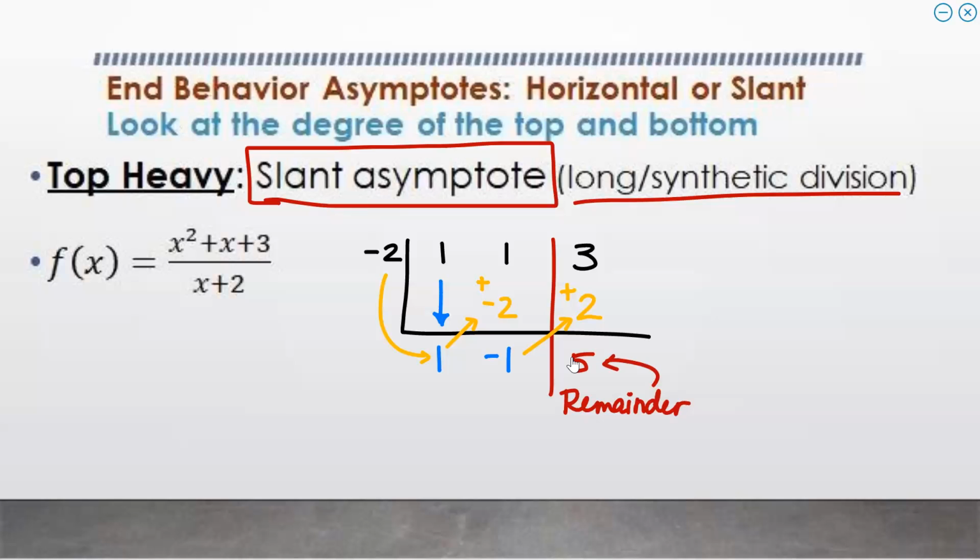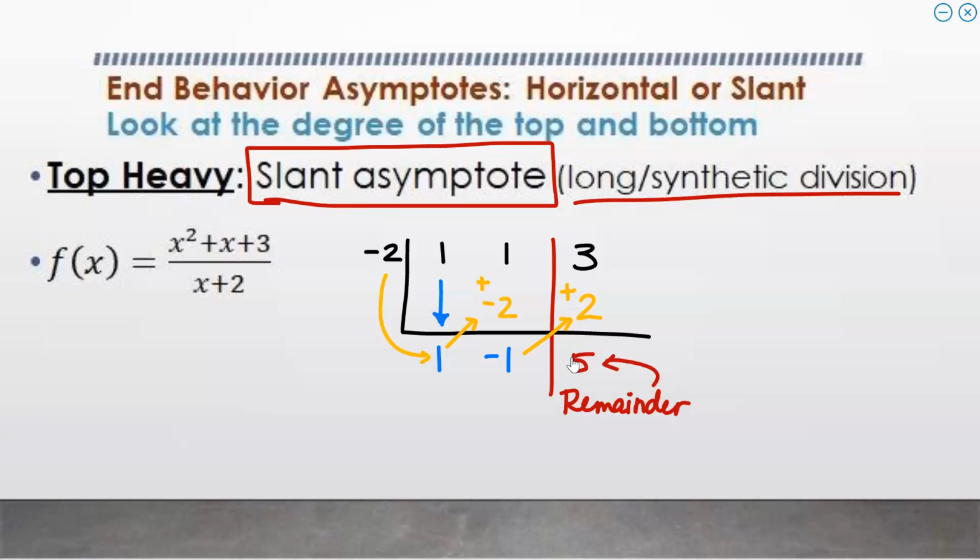If they give me a rational function in P over Q form, we have some shortcuts for finding horizontal asymptotes if it is equal degree. We have some shortcuts for being able to find our y-intercept, for being able to find our x-intercepts. How do we find x-intercepts again?